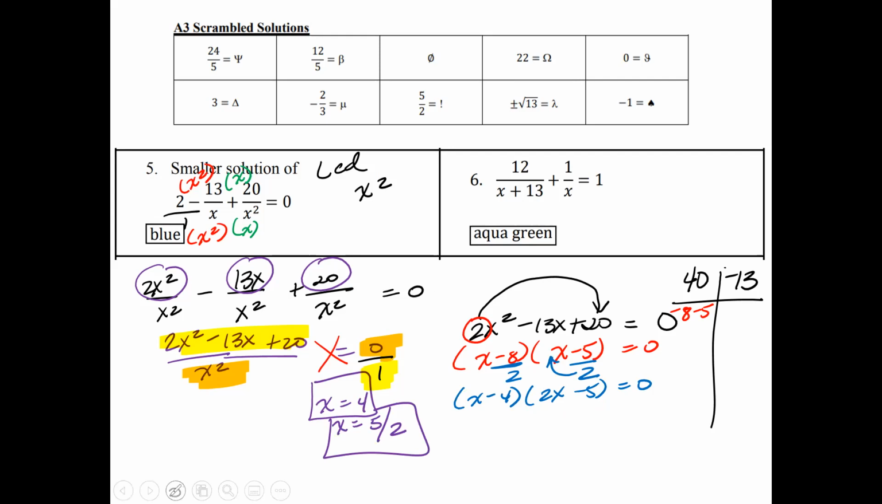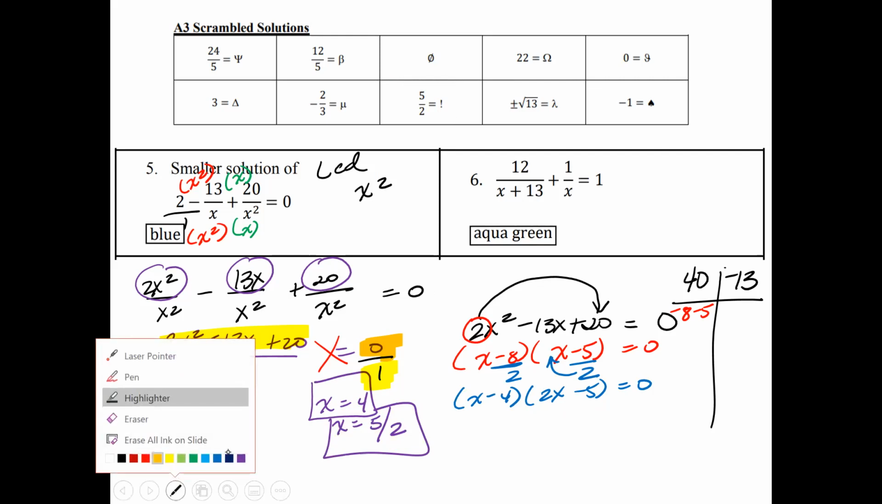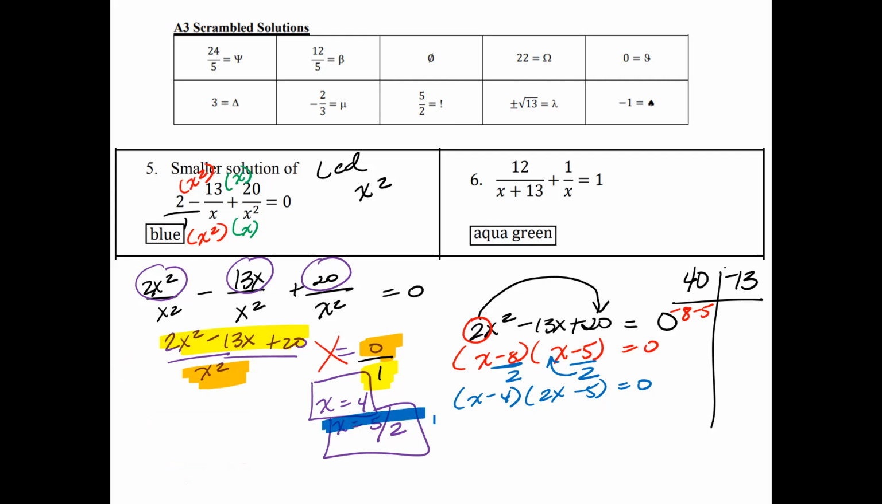So I don't see the 4 up there, but I do see the 5 over 2. And so with the exclamation point, you're going to go ahead and color that just regular blue. So 5 over 2 is just going to be regular blue.